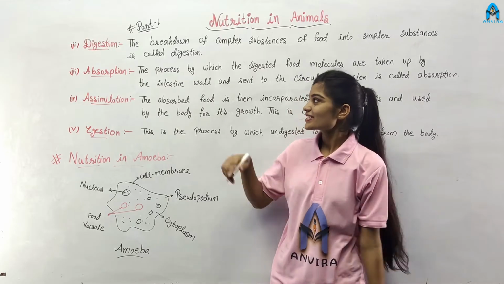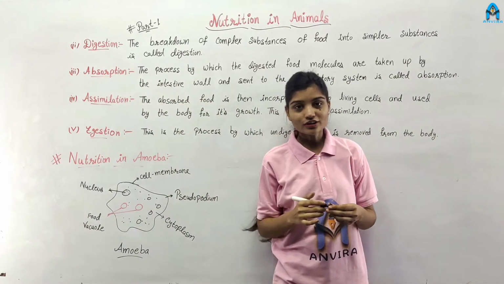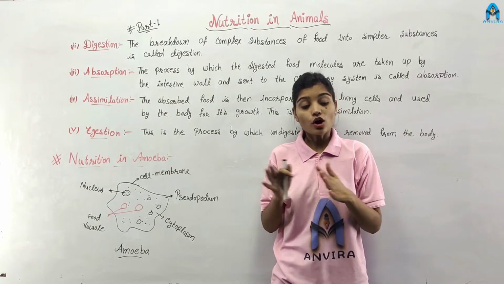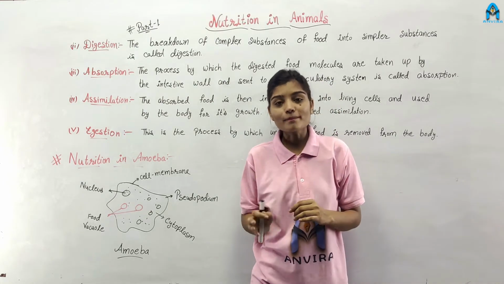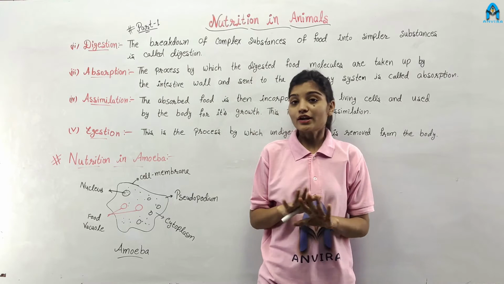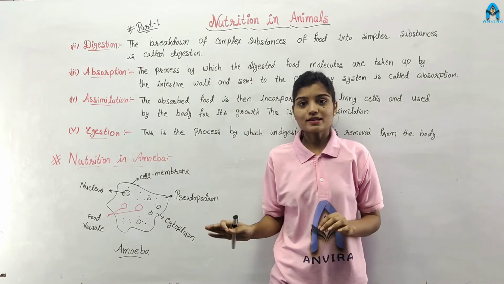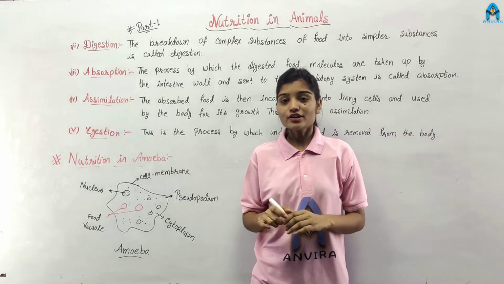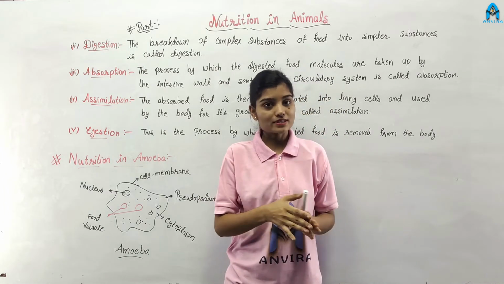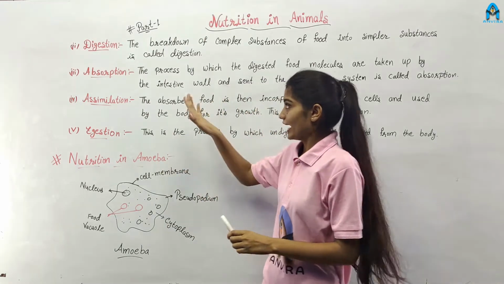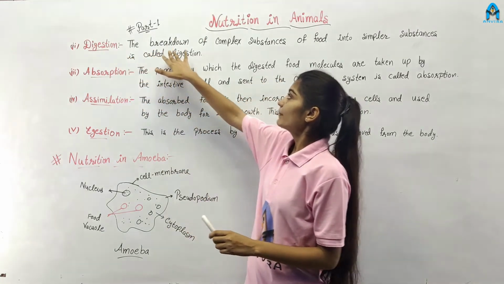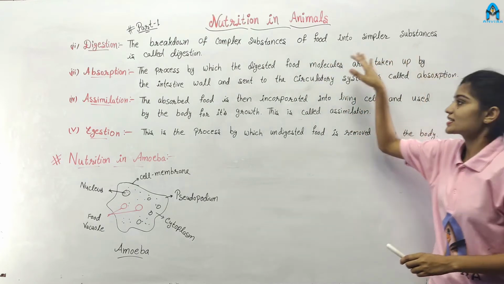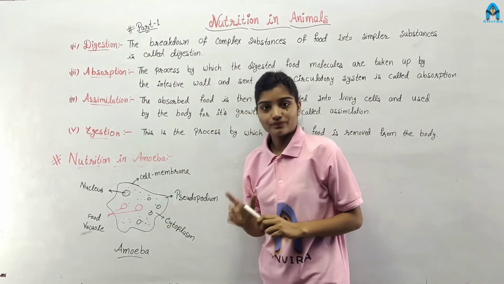And the second step is digestion. As we all know, many types of nutrients are present in our food, and all these nutrients are present in a complex form, and our body cannot digest these complex substances in this form. So there is a requirement of breaking down these complex substances into simpler ones, and the process of breaking down complex substances of food into simpler substances is called digestion.